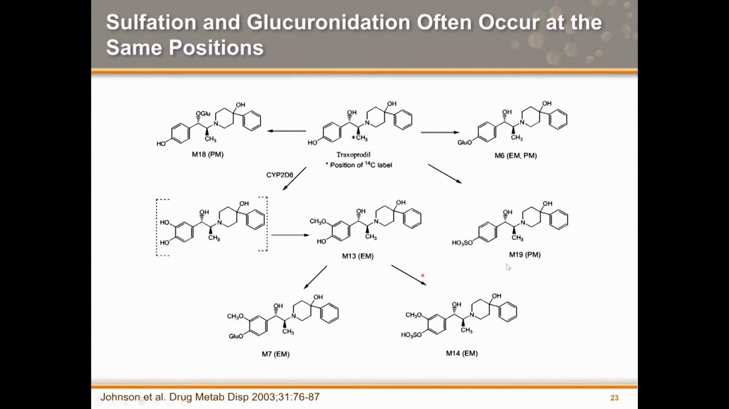at the same position. And if you look at metabolite 7 and metabolite 14, you can see both glucuronidation and sulfation, again, at the same position, occurring on this phase 1 metabolite that was formed by cytochrome P450 2D6, the M13. And so this is very common. These nucleophilic oxygens and nitrogens, you'll typically see a mix of both a sulfate conjugate and a glucuronide conjugate occurring.